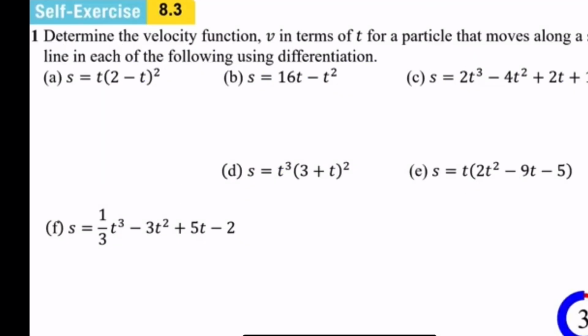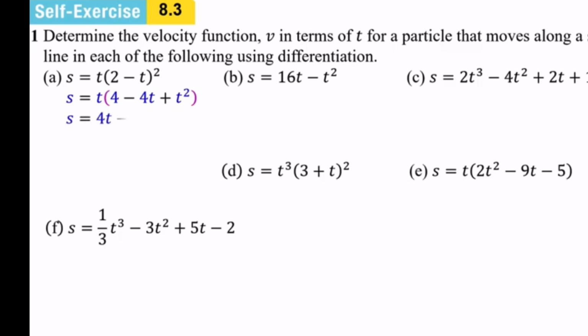For the next exercise, exercise 8.3, number 1, determine the velocity function in terms of t for a particle that moves along a line in each of the following using differentiation. So let's differentiate the s with respect to time. Before that, we need to expand. So v is ds/dt, so we just differentiate, we get 4 minus 8t plus 3t squared. So that is actually velocity, which is ds/dt.